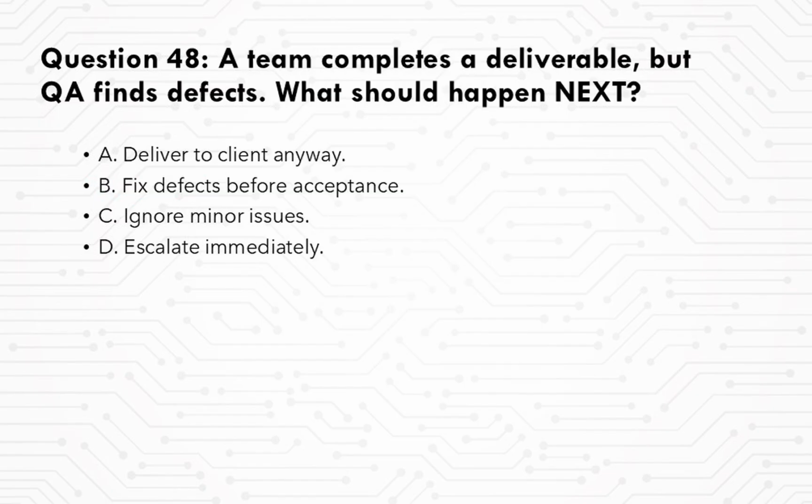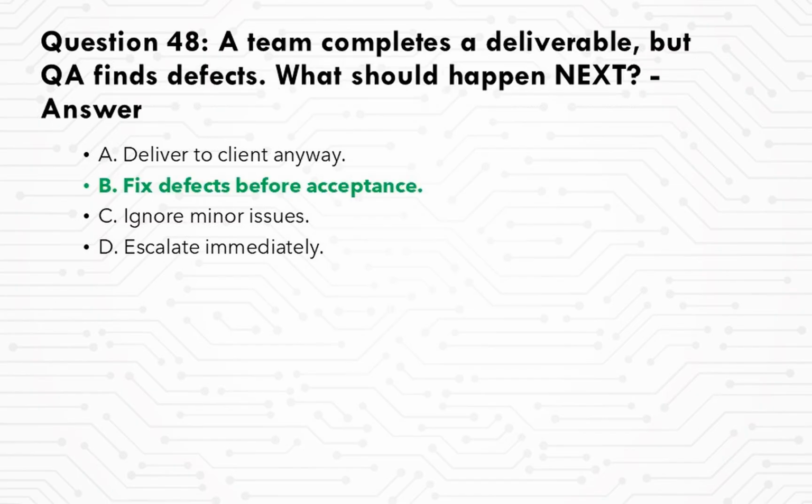Question 48. A team completes a deliverable, but QA finds defects. What should happen next? A. Deliver to client anyway. B. Fix defects before acceptance. C. Ignore minor issues. D. Escalate immediately. Answer: B. Deliverables must meet quality standards before acceptance.